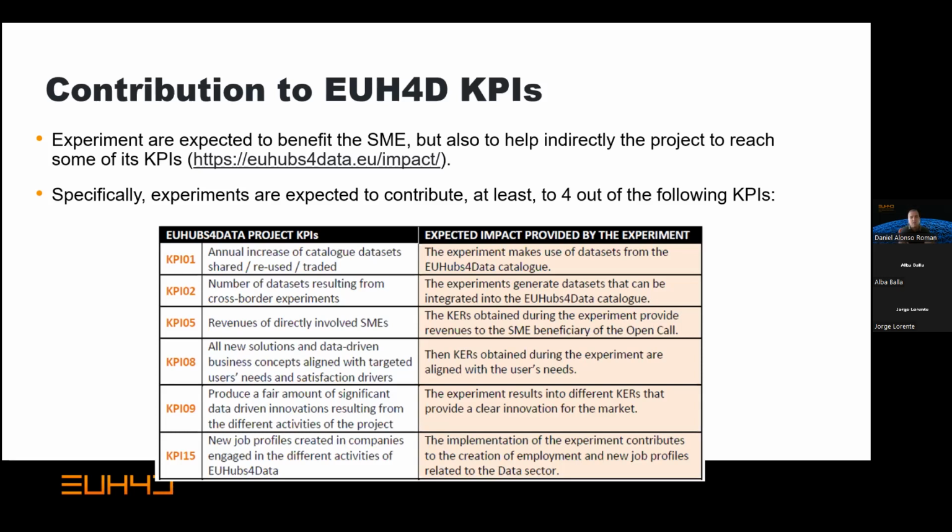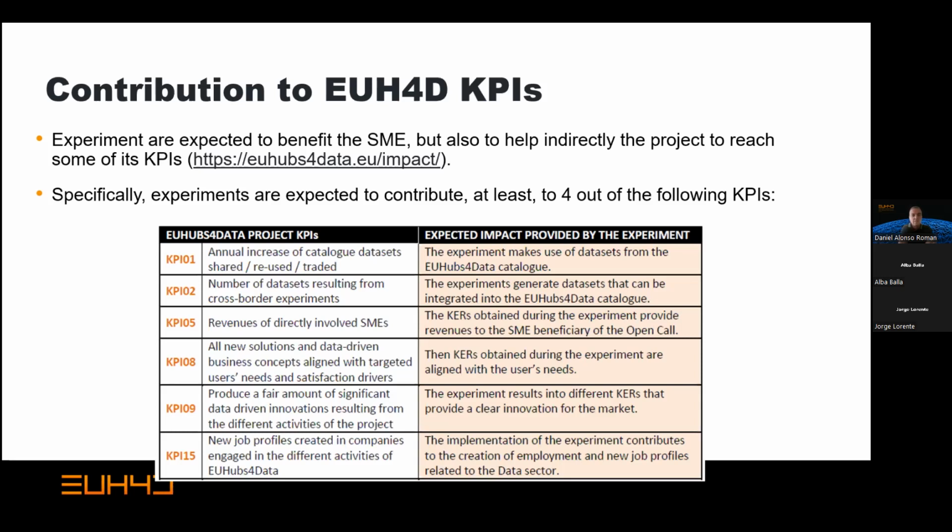Okay, revenues of the SMEs. If the results obtained during the experiment can be translated into some kind of revenues for the SME in the open call, you can take advantage of this KPI. It's not so easy or straightforward for us, but even after 9 months of the experiment, you can claim that you are improving your revenues using the results of the experiment. So this is KPI number 5.